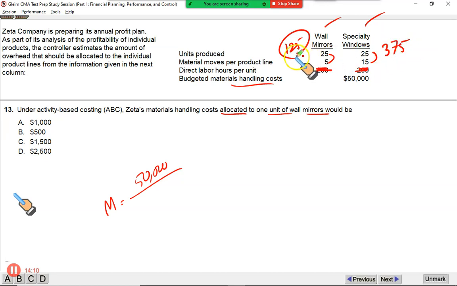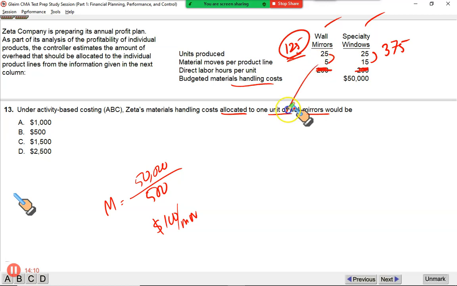Now you can see that total moves required by wall mirror is 125, total moves required by specialty is 375. Now if you calculate the combined moves, that's 500 moves in total. So 50,000 divided by 500 is going to be $100 per move. Right? Now try to allocate the cost.